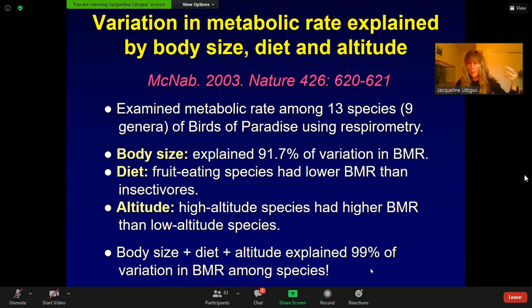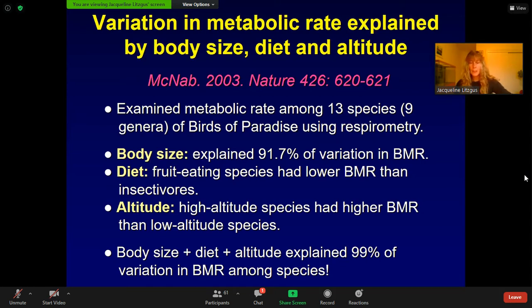In the previous slide, I was just talking about things that can impact basal metabolic rate. Here's an explicit experiment that was done on these 13 species that shows that body size, as you might expect, and diet, so there's a natural history component, and also altitude, so the habitat where it lives, explains almost all of the variation in metabolic rate. Body size alone explains almost 92%. The metabolic rate of frugivores is lower than that of insectivores. So again, diet has an impact, and also altitude. The high altitude species had higher basal metabolic rate than low altitude. This goes with the idea I mentioned before that cold temperature seems to elicit a higher metabolic rate.